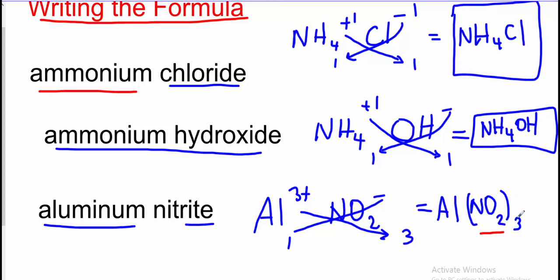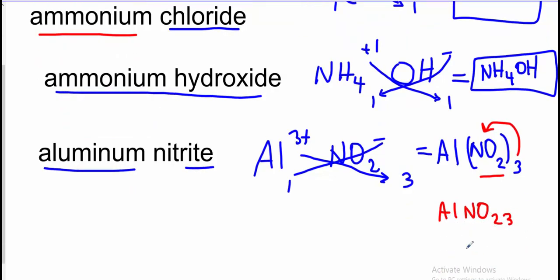If I didn't do that, notice that if I were to write NO2 3, and I forgot to put the brackets around it, that formula actually means that there is 1 aluminum, 1 nitrogen, and 23 oxygens, which is definitely not the correct compound. So anytime you have more than 1 polyatomic ion, you must put brackets around it when you're writing the formula.